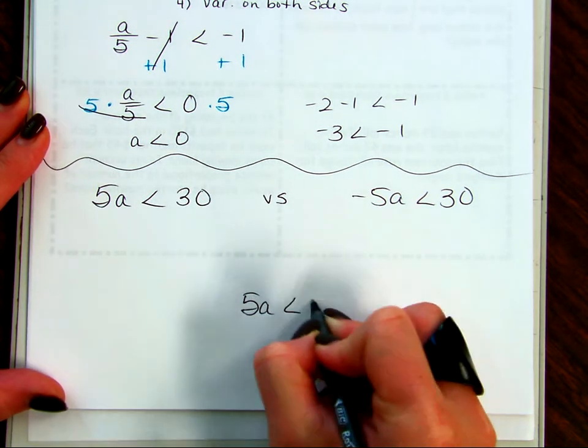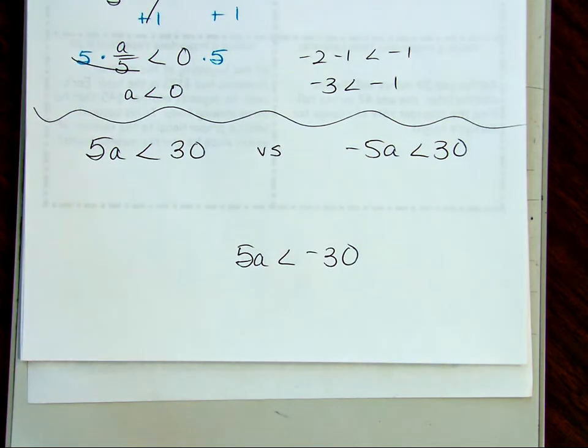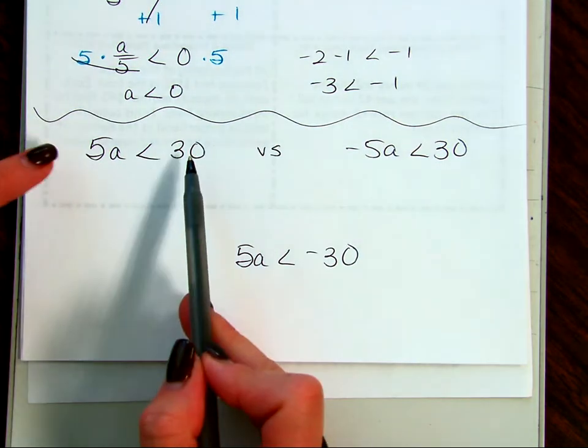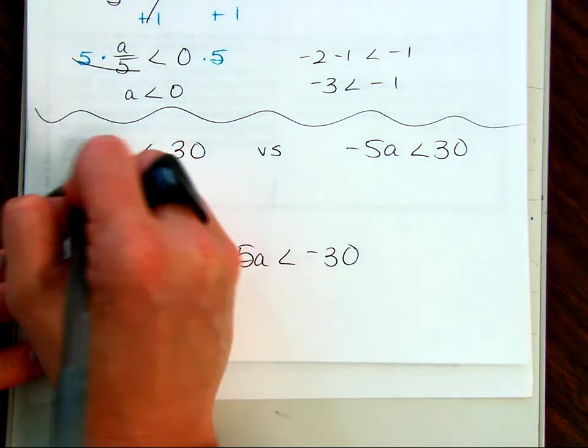5a is less than negative 30. So they all kind of look like the same problem, except this has no negatives, this has 1 negative, and this has 1 negative. So let's just solve this.